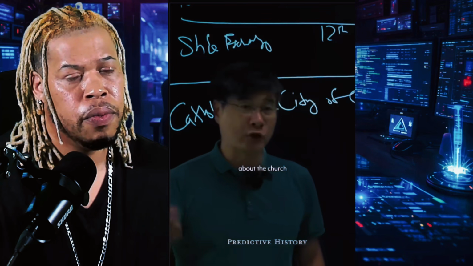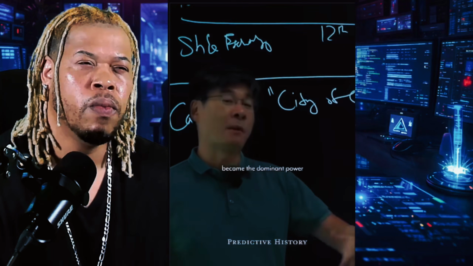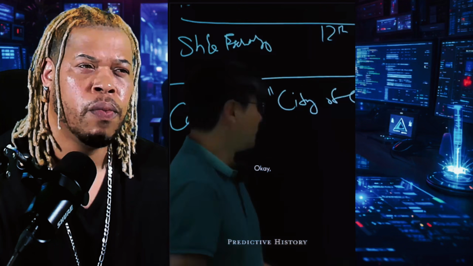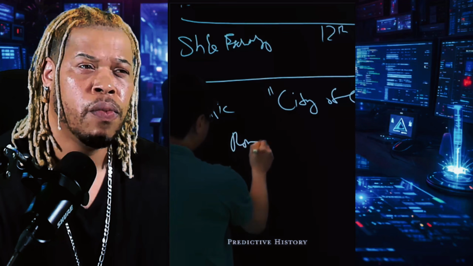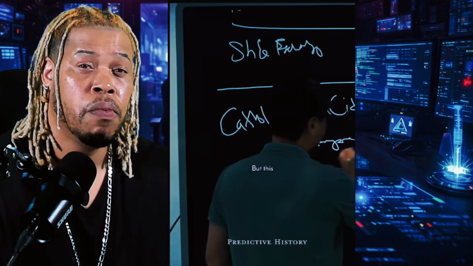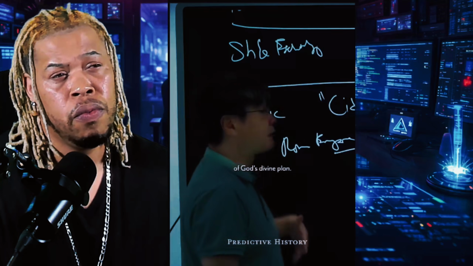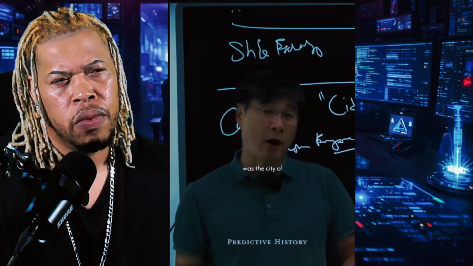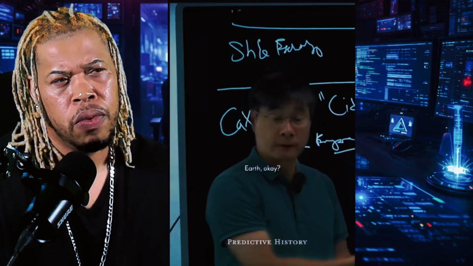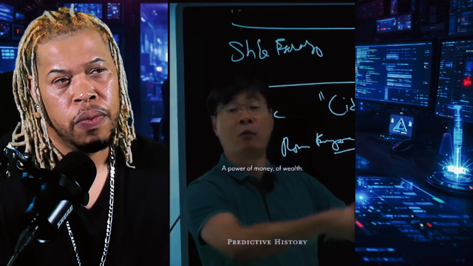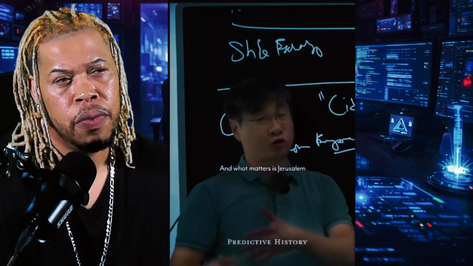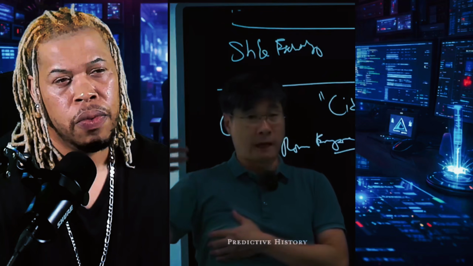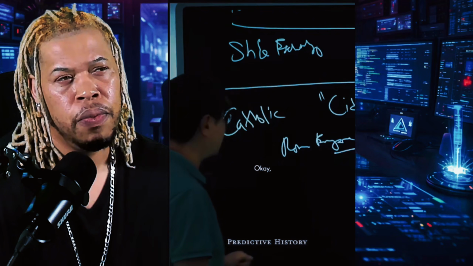Now, what's important about the church is that it became the dominant power in the world because Rome fell, okay? So Roman Empire collapses, but this is all part of God's divine plan, because Roman Empire, Rome, was the city of earth, okay, of power, of money, of wealth. And what matters is Jerusalem, the city of God, of spirituality, of divinity, okay?